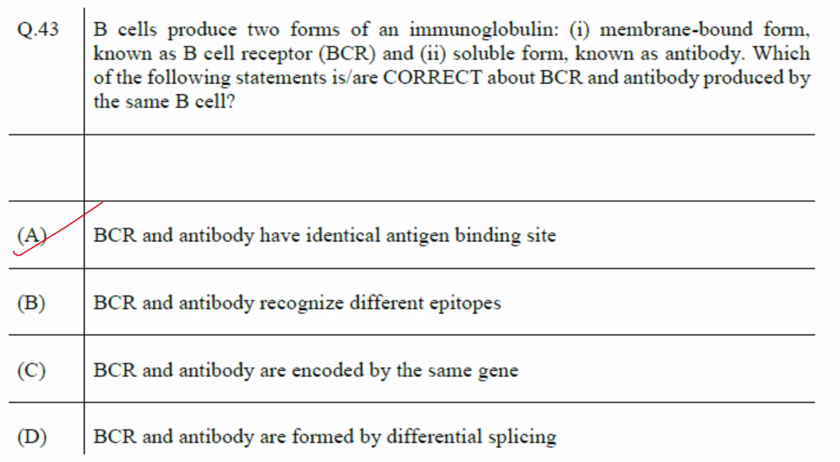BCR and antibody recognize different epitopes. They recognize the same epitope. So B is not correct. BCR and antibody are encoded by the same gene. That is correct. Then BCR and antibody are formed by differential splicing. That is also correct. So A, C, D is the answer.